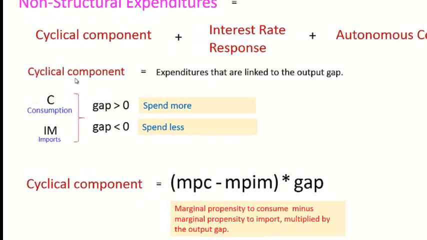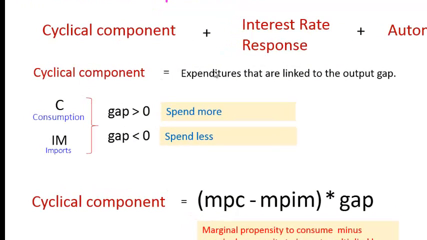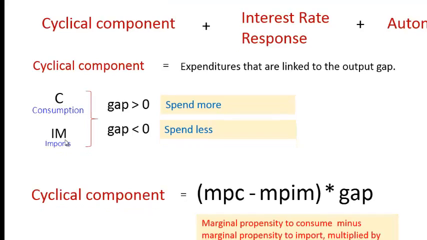The cyclical component of non-structural expenditures is that portion of expenditures that are linked to the output gap: consumption and imports. If the output gap goes up, households have more income to spend, they consume more, but some of that extra consumption falls on goods that are produced outside the economy, imports. In the other direction, if the output gap goes down, household income goes down, they consume less, and they also reduce their expenditures on imports.